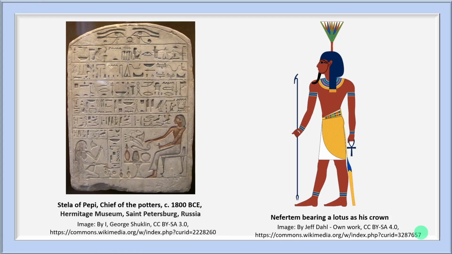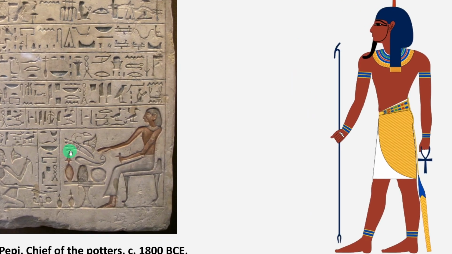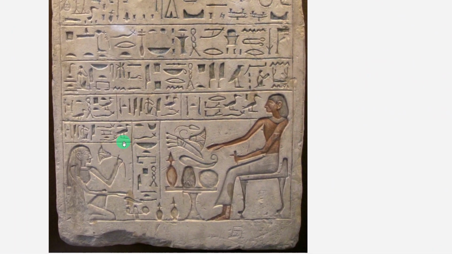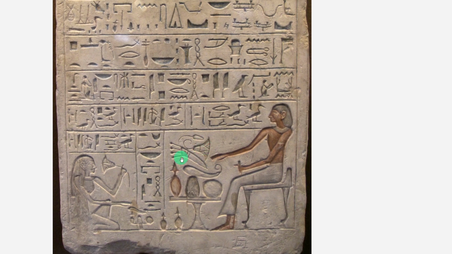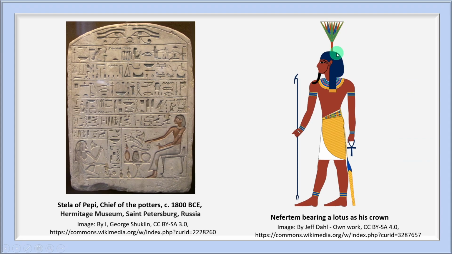Let's quickly look at the origin of Palmette, how it began as lotus or lily. This is a stela of Pepi, chief of potters. A stela is a great stone that is carved in relief in the memory of the dead, and it is dated around circa 1800 BCE. You can see the depiction of lotus over here and here. Again, we have a picture of Nefertiti bearing a lotus as her crown. So lotus was very sacred for Egyptians, and it used to symbolize the union of Upper and Lower Egypt.